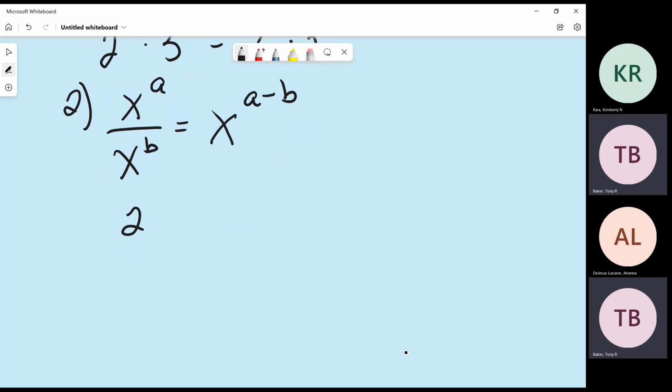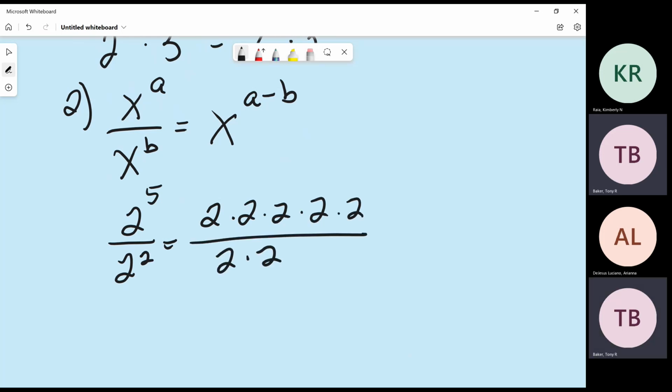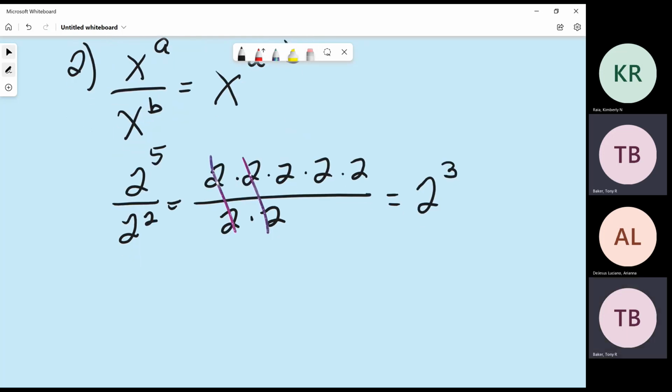So if you think about it, we have 2 to the 5th over 2 to the 2nd, that's 2 times 2 times 2 times 2 times 2 over 2 times 2. When you're dividing, we can reduce things by canceling. So we can cancel out those 2's and those 2's. And at that point, I have 2 to the 3rd, which is 5 minus 2. So when we're looking at division, it goes back to subtraction.